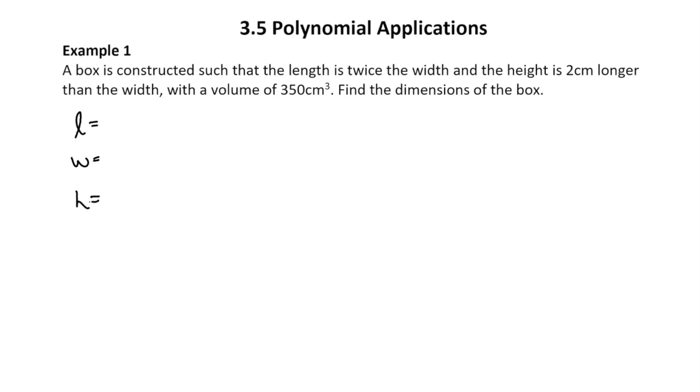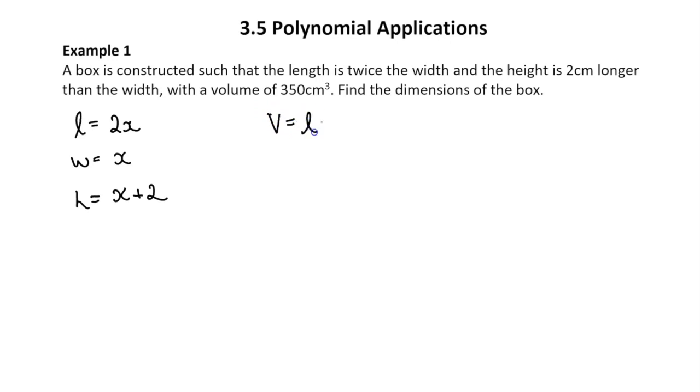If the length is twice the width, let's call the width x centimeters, and then the length is going to be twice that, so we could call the length 2x. The height is 2 centimeters longer than the width, so if the width was x, the height will be x plus 2. So there's our dimensions, and we know that for the volume of a box we have length times width times height.